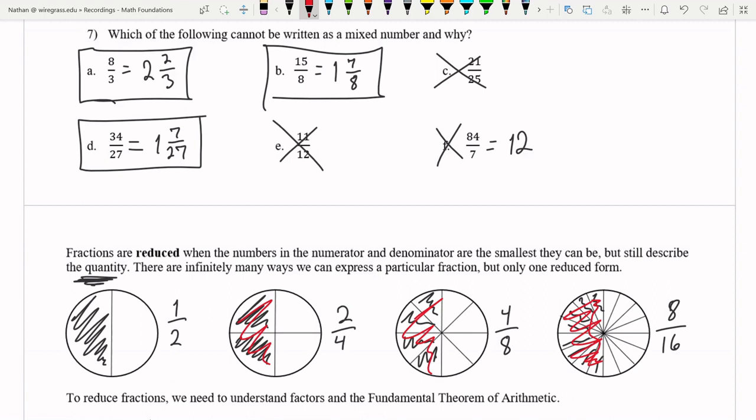And when we talk about reducing fractions, we like to have it in the smallest numbers possible, which is going to be 1/2 in this case. But to really understand how to do that algebraically, working with fractions themselves and reducing them just with the numbers and not with diagrams, we have to understand the fundamental theorem of arithmetic.